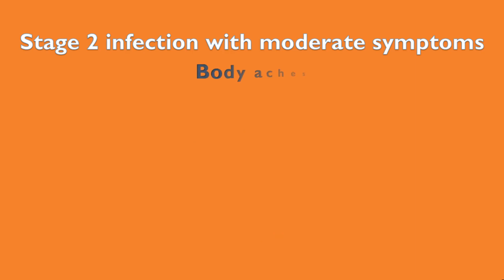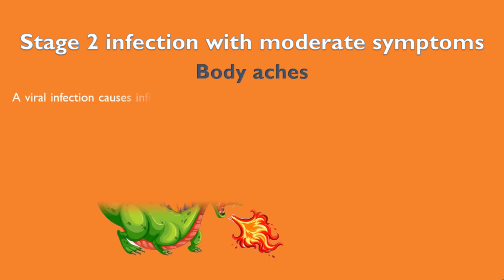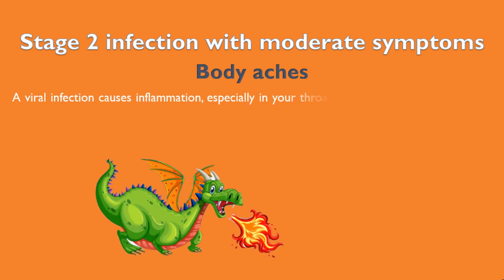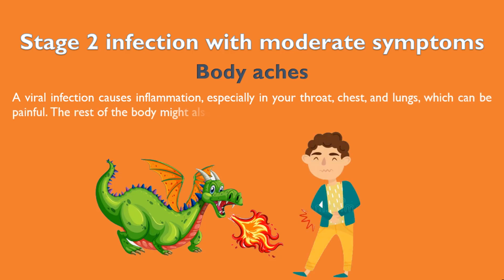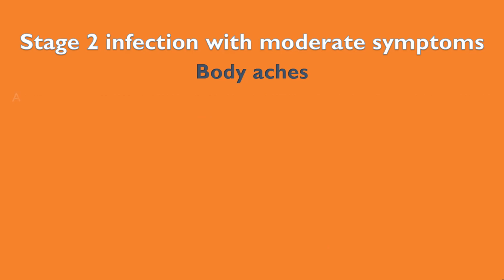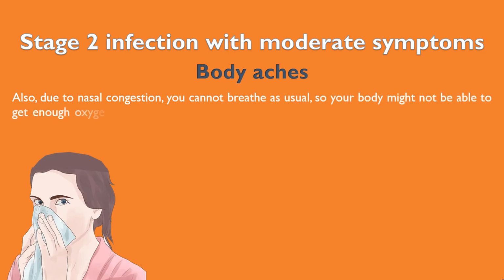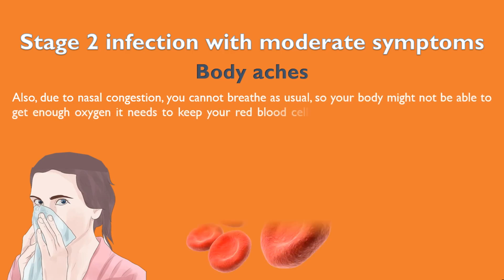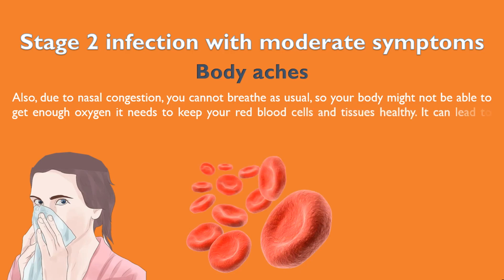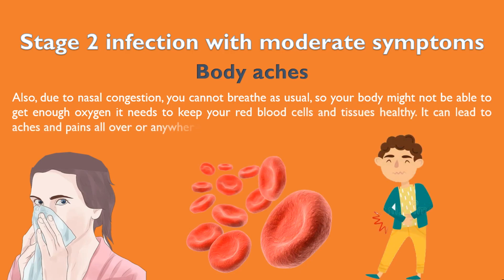Body aches. A viral infection causes inflammation, especially in the throat, chest and lungs, which can be painful. The rest of the body might also ache because the body is working hard to fight off the infection. Also, due to nasal congestion, you cannot breathe as usual. So your body might not be able to get enough oxygen it needs to keep your red blood cells and tissues healthy. It can lead to aches and pains all over or anywhere in the body.